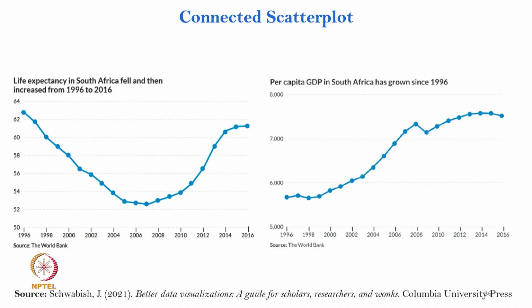You can see the examples that we have given here. One is the life expectancy in South Africa from 1996 to 2016, where you can see the connected dots showing how life expectancy in South Africa changed over the period. You can also see another example of per capita GDP in South Africa. Here is a connected plot over the period to look at the GDP growth.